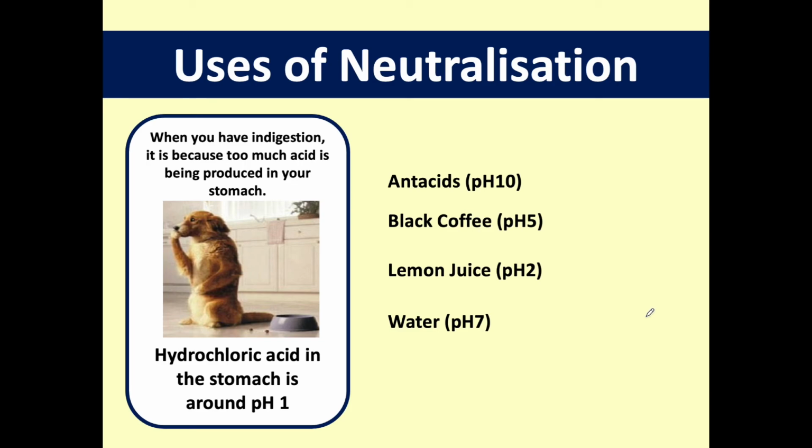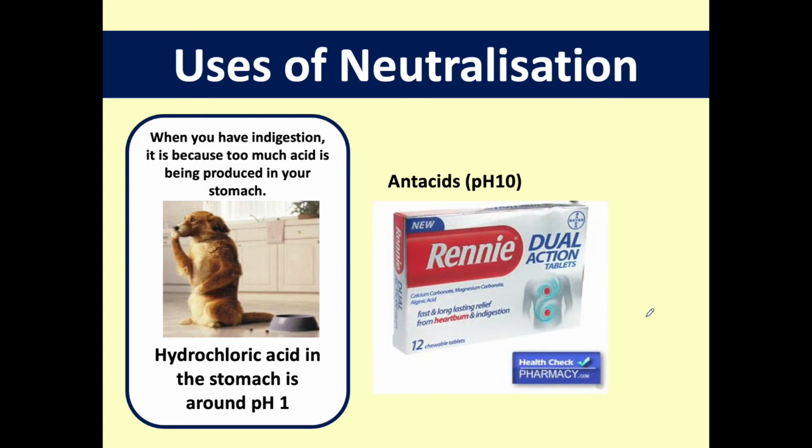When you have indigestion, it's because we have too much acid being produced in our stomach. Hydrochloric acid in the stomach is around a pH of 1, so which of those 4 options should we use? So this is antacids, it was the only alkali in those options. Ant being like anti, so it's against acid is the name of this.